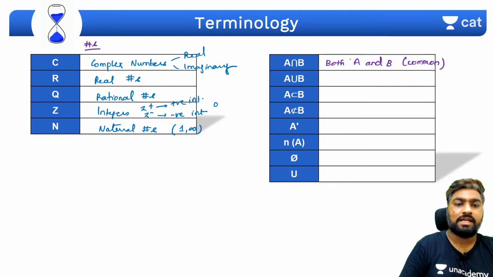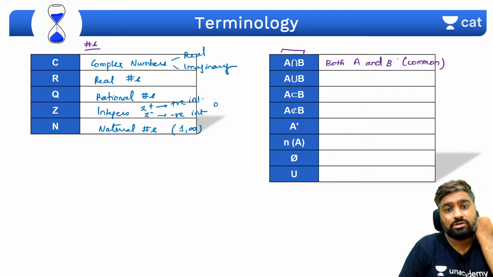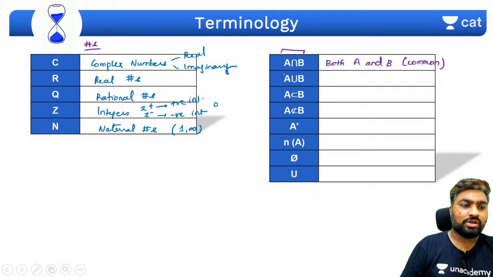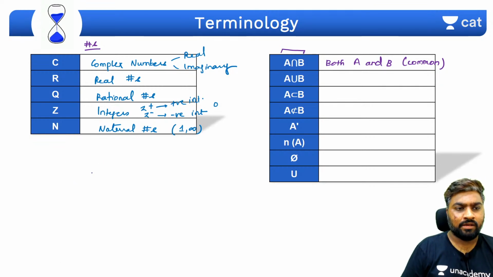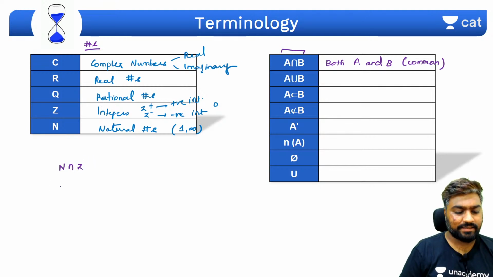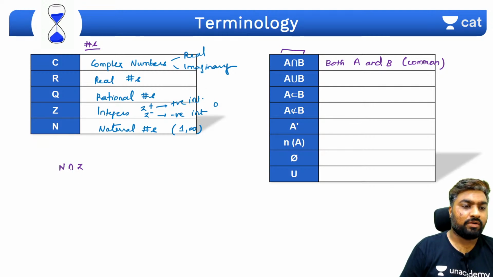Common terms that are common to both A and B. So when we say A intersection B, it means that it should belong to A also and B also, right? So let's say, as an example, we have an intersection like N intersection Z. What would happen here?